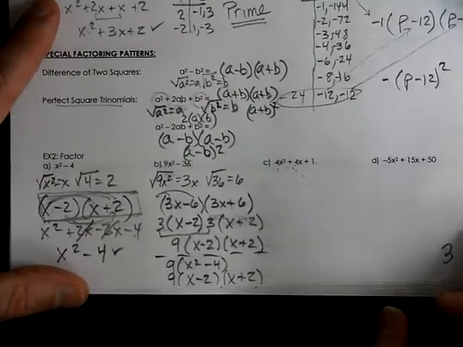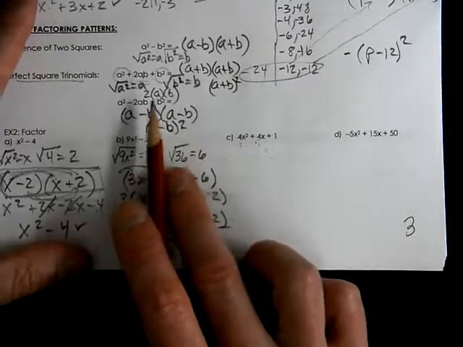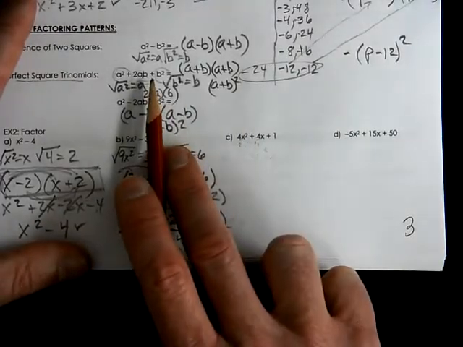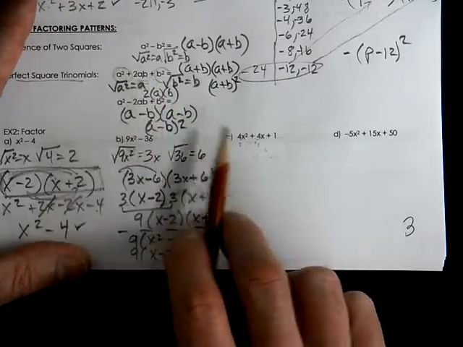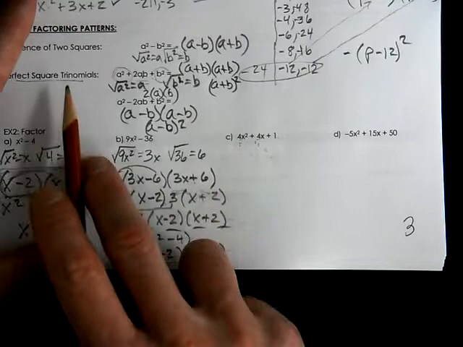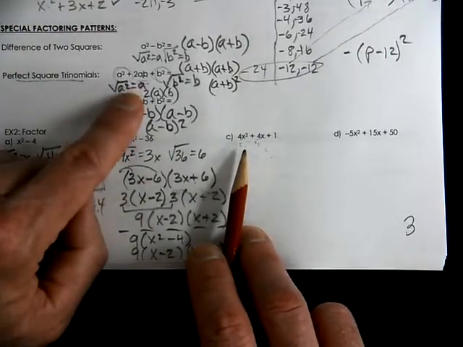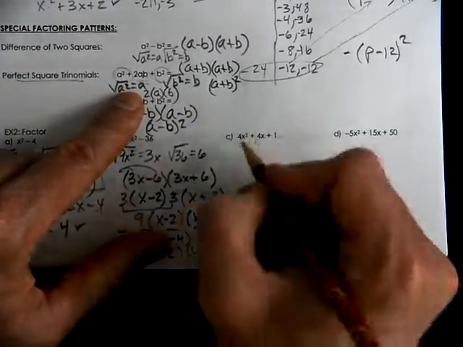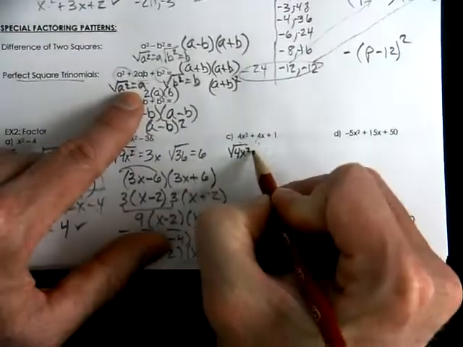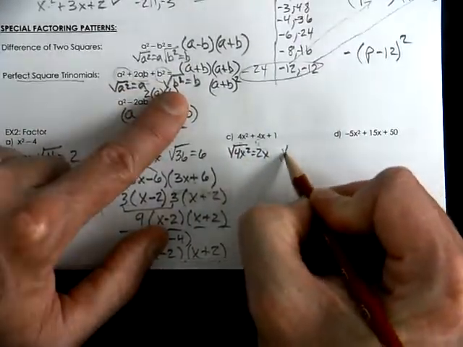So let's see if that method's going to work here. What did we talk about? What needs to be true for this to be that type of a problem? It's clearly not the difference of 2 squares. It's not that type of problem. Is it a perfect square trinomial? Can you take the square root of the first term? Can you take the square root of 4x squared? Yep. Can you take the square root of the c term?